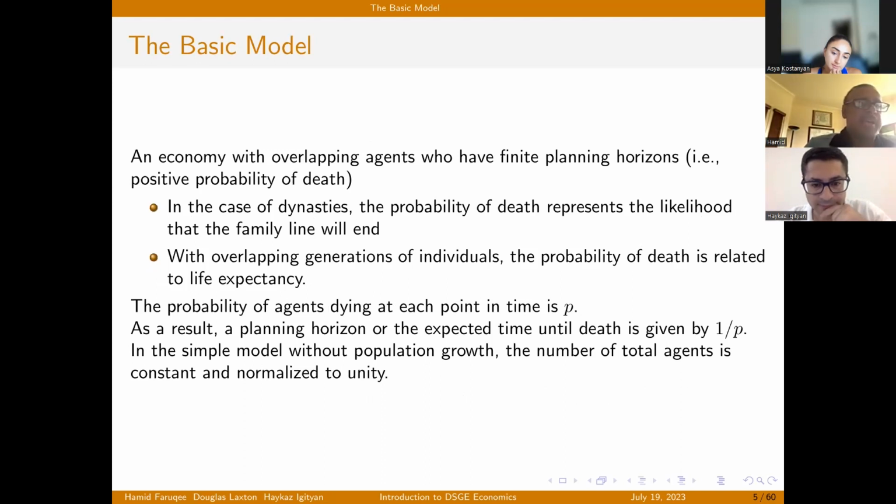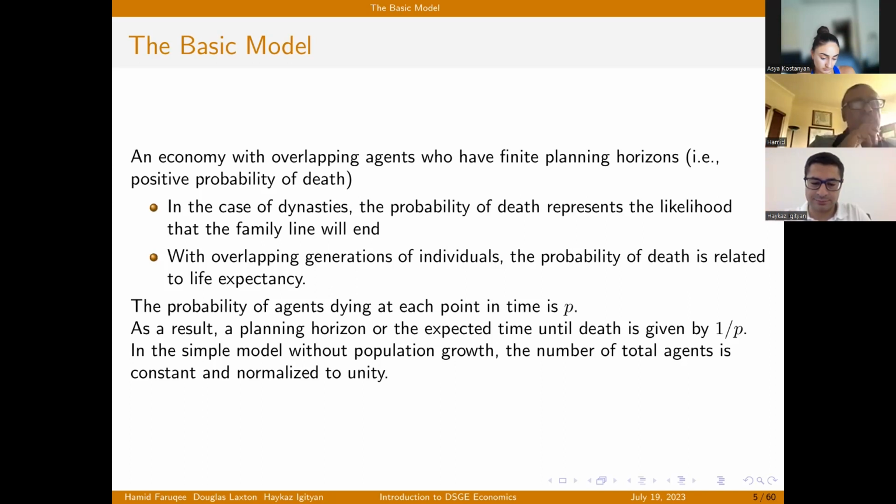So the basic model, as I mentioned, is an economy with overlapping agents, with one of those two interpretations. There will be finite planning horizons for each of these agents, which means there's a positive probability of death, so this is no longer an infinite horizon framework. In the case of Barro dynasties, the probability of death is the likelihood that the family line comes to an end. With the life cycle model of individuals, the probability of death is related to the end of an individual's lifetime, or life expectancy.